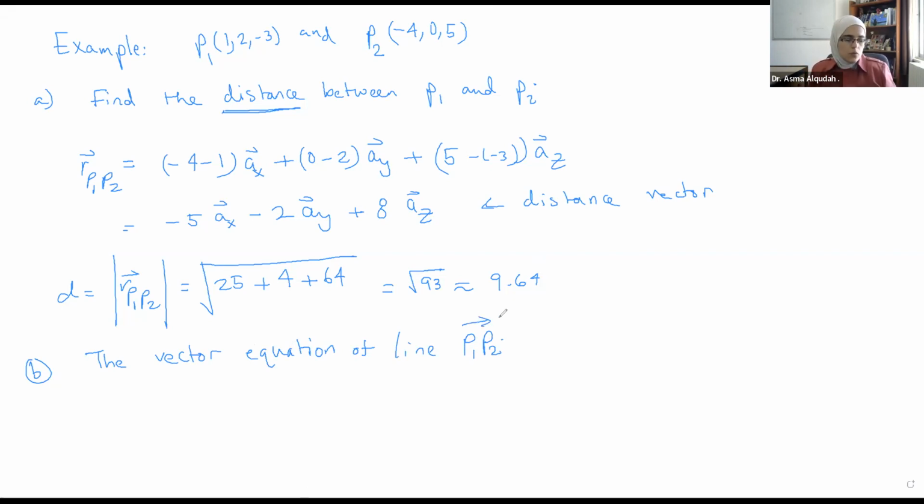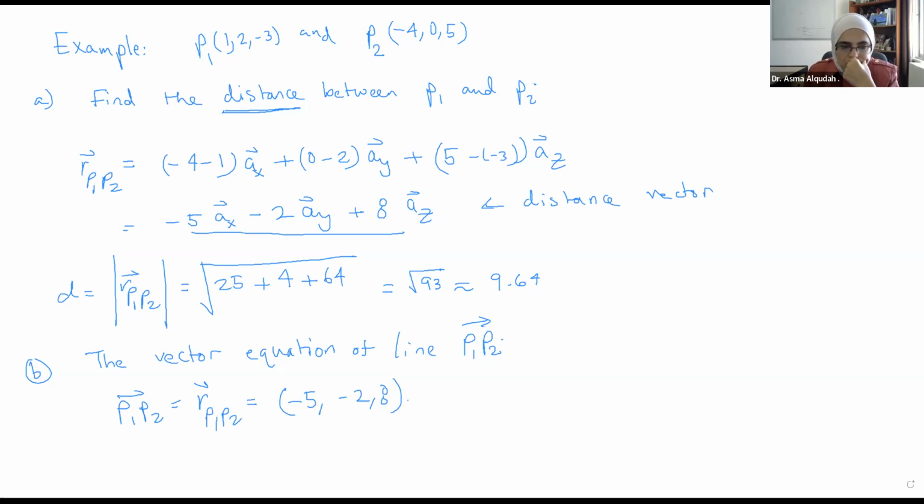So we want to find a vector equation for the line that connects P1 to P2, which is the same as the distance vector. P1, P2 is equal to RP1, P2, which is equal to the vector we found here. This one is equal to -5, -2, and 8. Okay. Number 3, we want to find the shortest distance between the line and a third point P3.